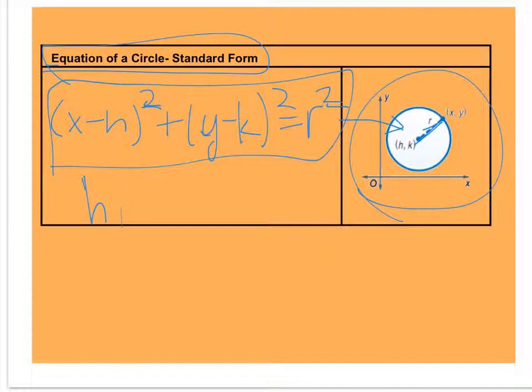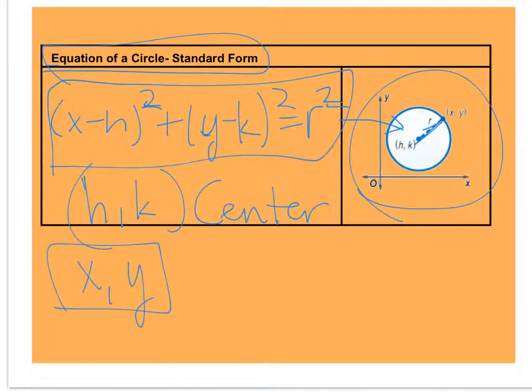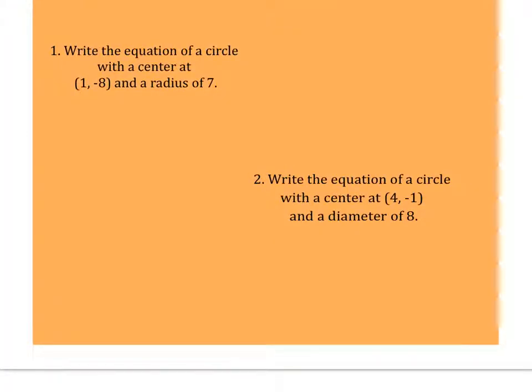(h, k) is the center. H is the x value, k is the y value. So that's kind of what we're looking at: (x minus h) squared plus (y minus k) squared equals r squared.